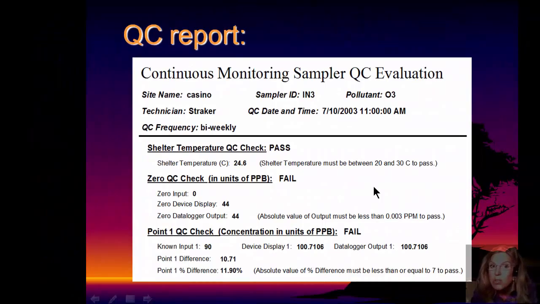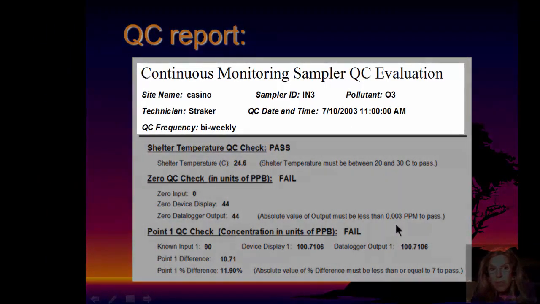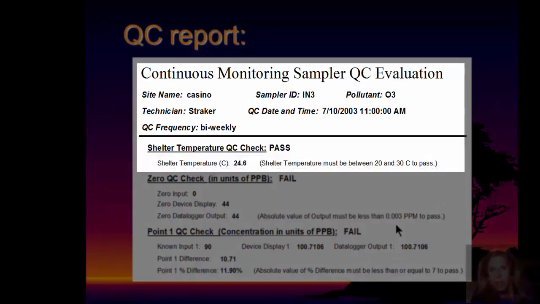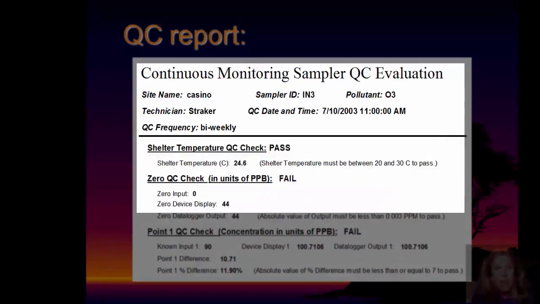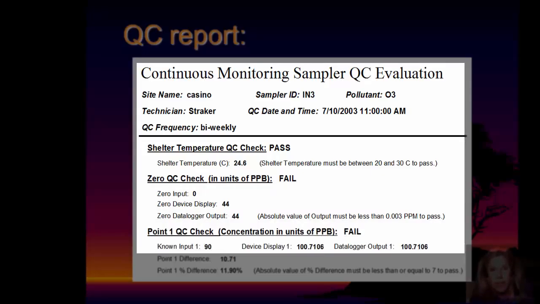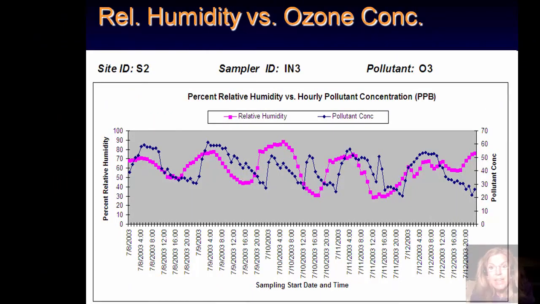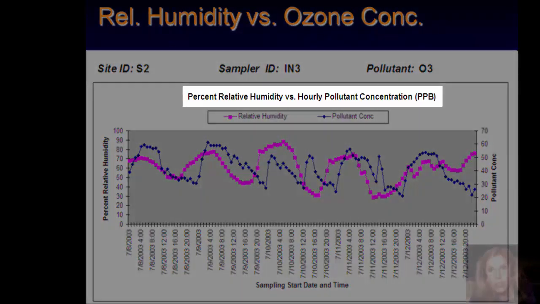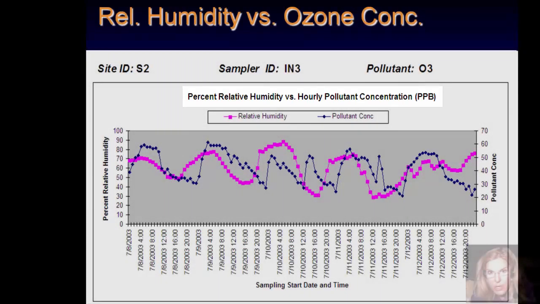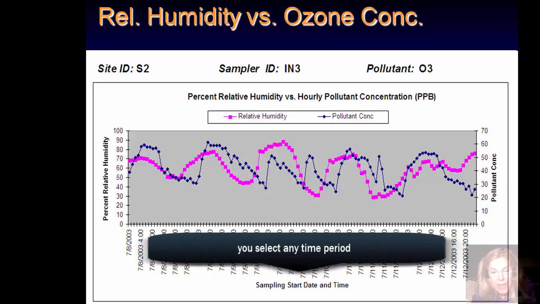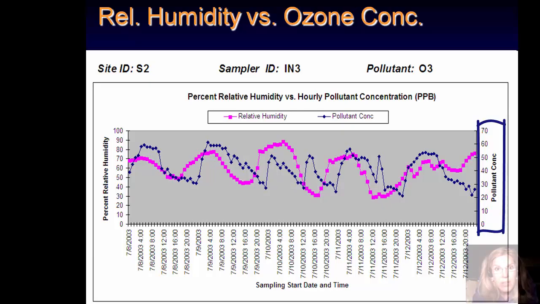So for example, a QC report gives you the results of any of the QC checks you've done. It can put them together so that you have a set of these one-page reports summarizing what happened during this QC check. Another example is a chart. In this case, looking at relative humidity versus ozone. So say you were monitoring MET data, including relative humidity, and monitoring ozone. The toolbox allows you to specify a starting date and time and an ending date and time and plot your pollutant against a MET parameter.